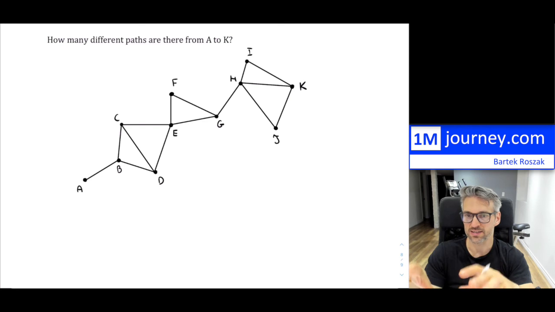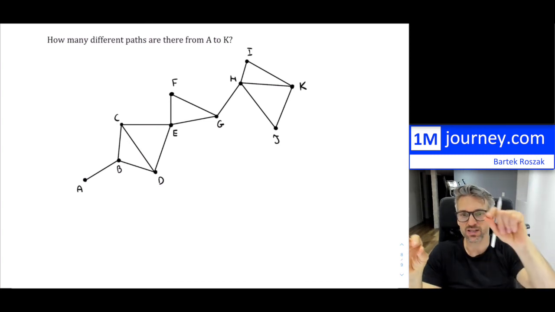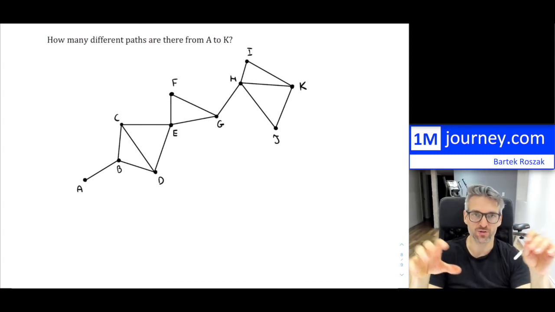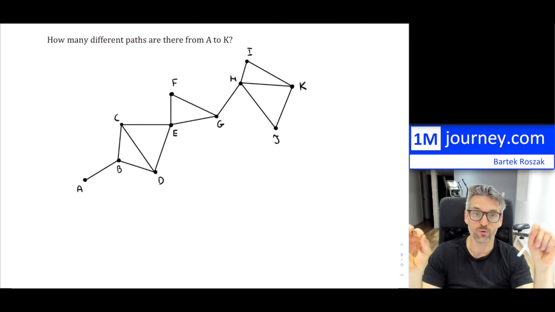Instead of cities, we have letters, but you can think of A being a city, B being a city, C and D and so on. And these cities are connected by lines or communication links in some way. They're asking us in this question to go from A all the way to K and find out how many total paths there are to get from one point to another.